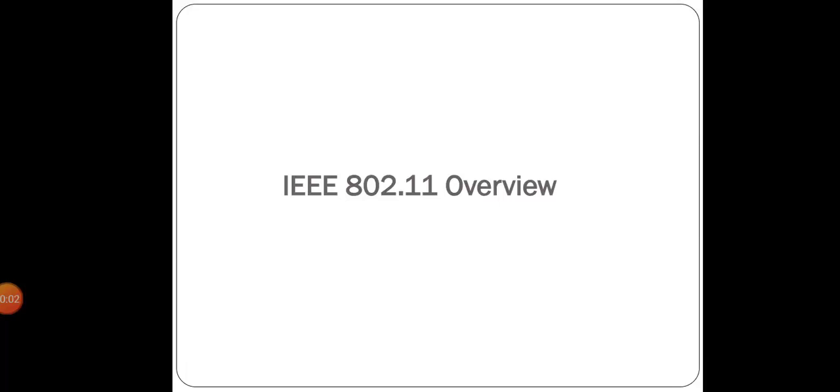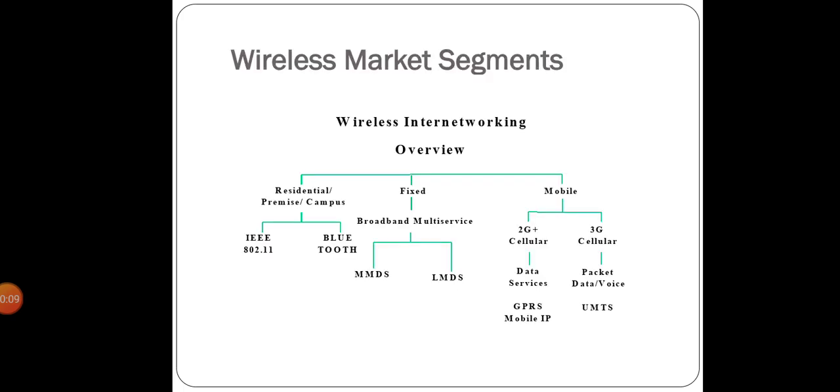IEEE 802.11 and overview. Wireless market segments. In wireless internet networking overview, it has three categories. First one is residential, premises or campus. The second one is the fixed and the third one is mobile. For the residential, premise or campus, which uses IEEE 802.11 and Bluetooth.